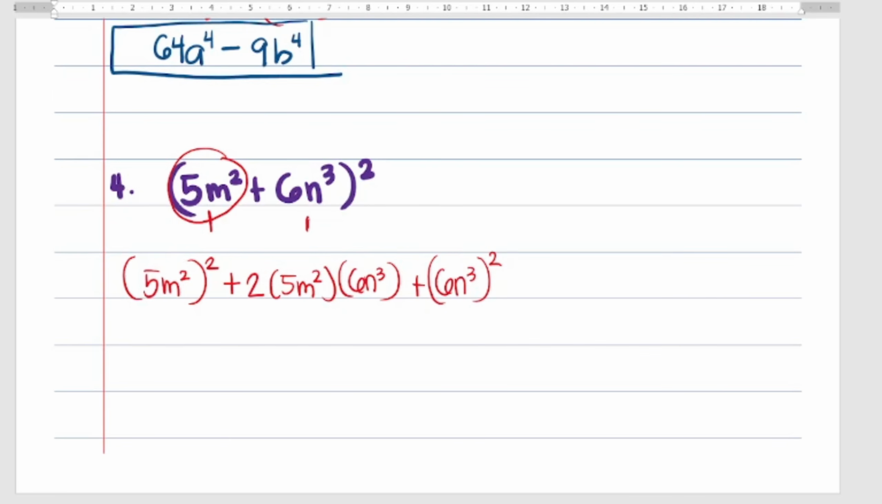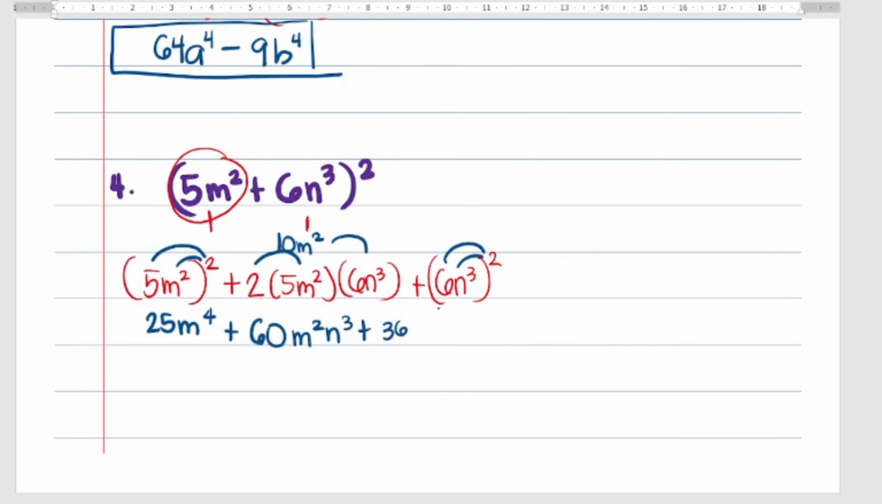Okay? So, let's simplify. 5 squared is 25. m squared squared is m raised to 4. Plus 2 times 5m squared is 10m squared, times 6n cubed. That is 60m squared n cubed. Then 6 squared is 36. n cubed squared is n raised to the power of 6. Again, with the power of a power, just multiply the exponents. So this is now our final answer.